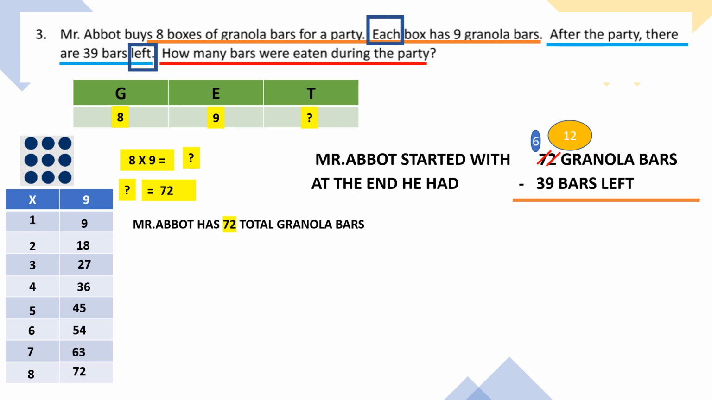Now I can subtract. 12 minus 9 is 3. And 6 minus 3 is also 3. So that means that there were 33 bars eaten during the party.